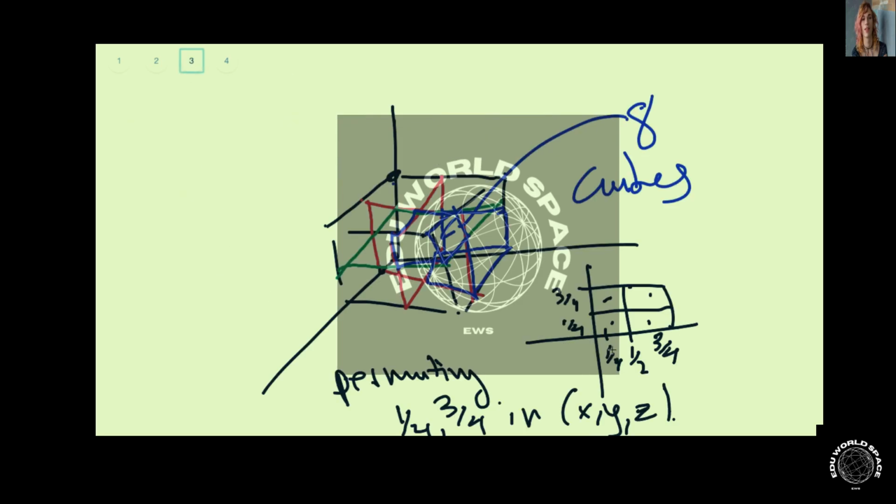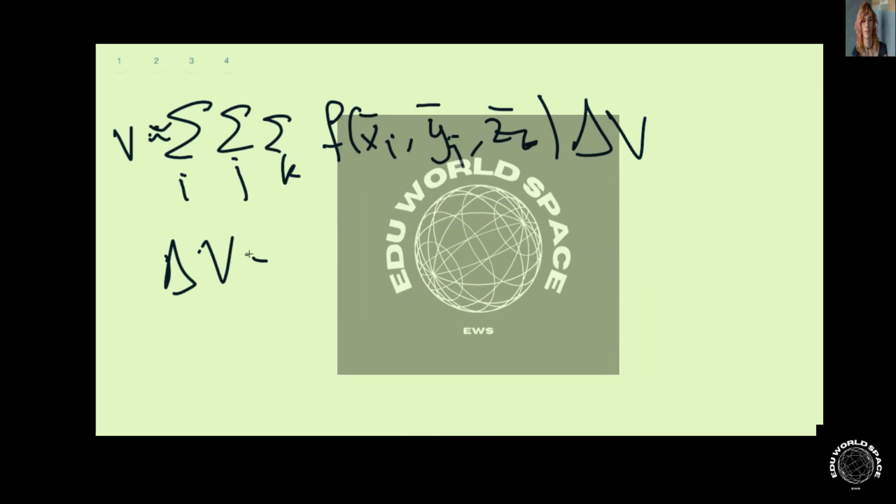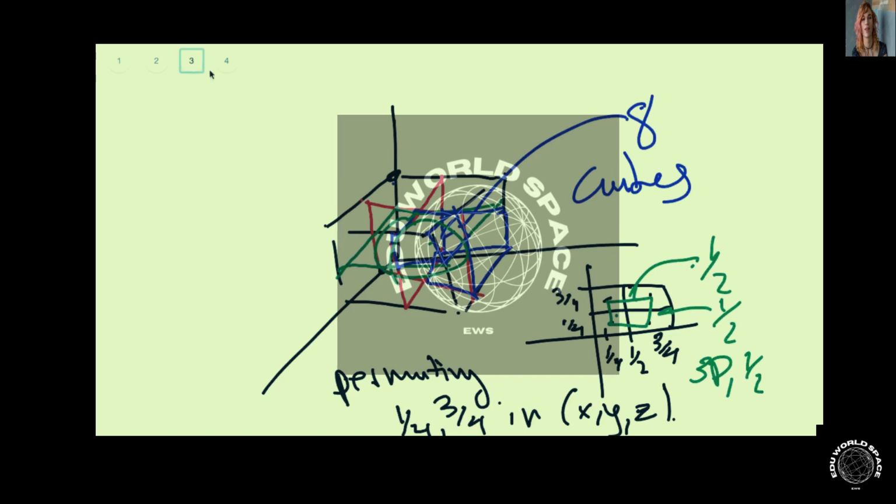Now, if we look back at this, we can see that the lengths of each one of these is 1/2. And we got another one in 3 dimensions, right? Because we're doing this cube here. So our delta volume is 1/2 times 1/2 times 1/2, which is 1/8. And if we take this point here, we can see that it's 1/4, 1/4, 1/4. Okay, that's what I mean by we're going to permute these guys here.